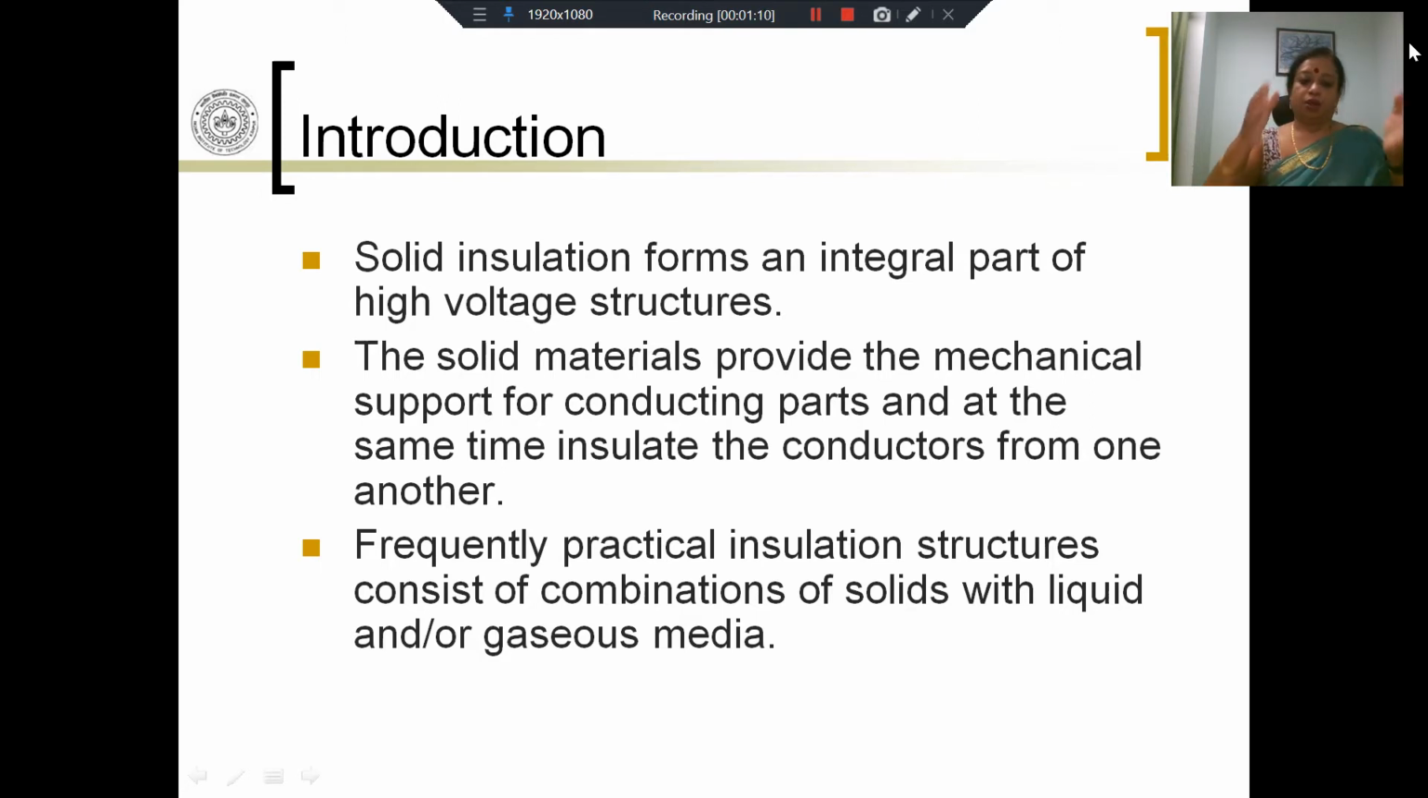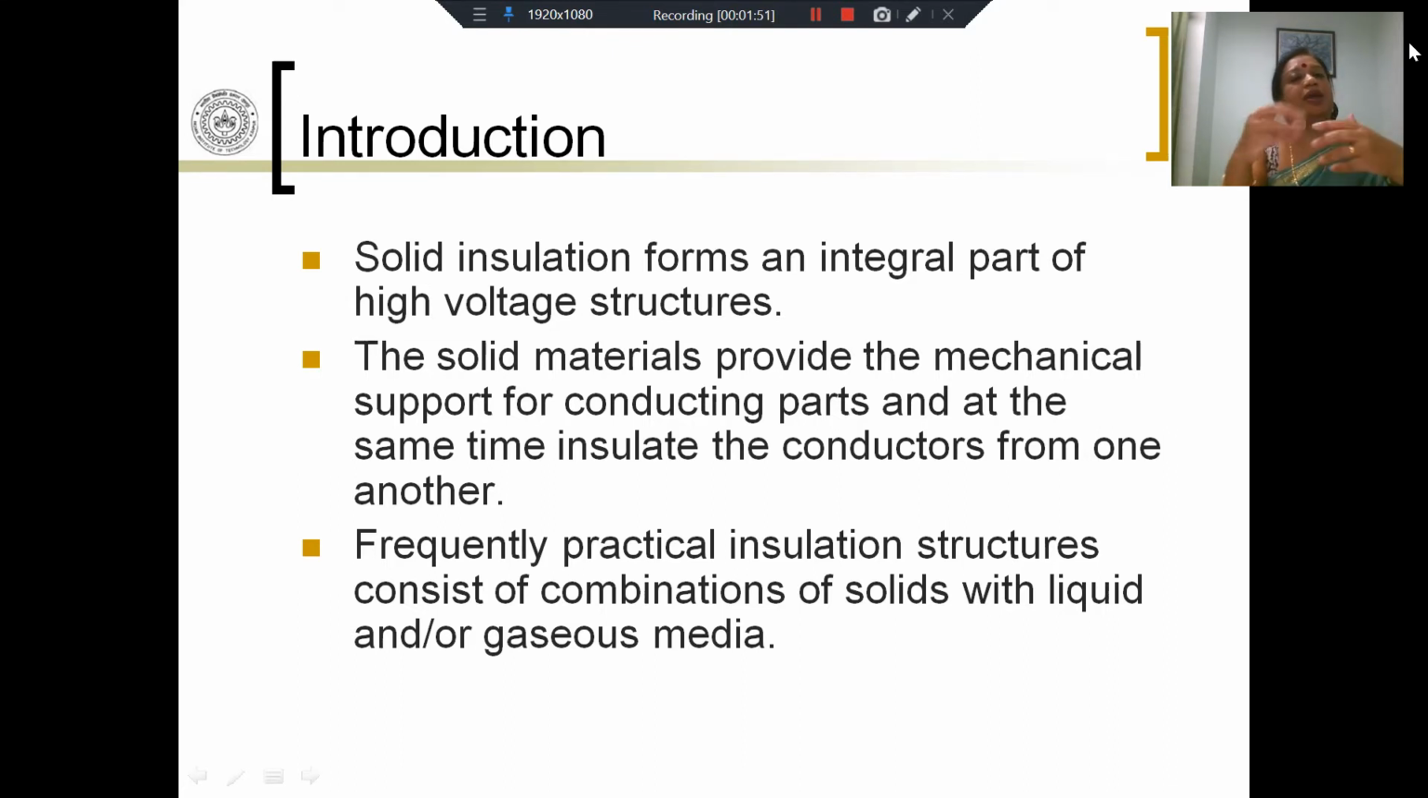So you take the conductor, you put a solid insulation; the solid insulation provides insulation, but it also supports the conductor and provides mechanical support. So solid materials provide mechanical support for conducting parts and at the same time insulate the conductors from one another. But if you have an irregular volume and you need to fill that up with a dielectric material, a solid may not be a very good choice. In that situation, we use the solid because we need to provide structural strength and mechanical support.